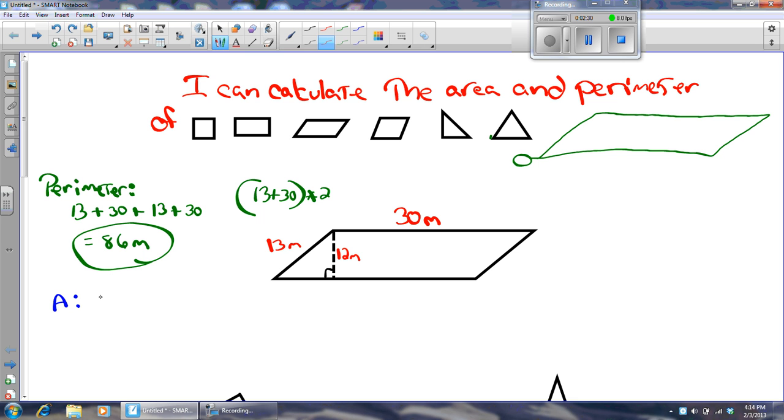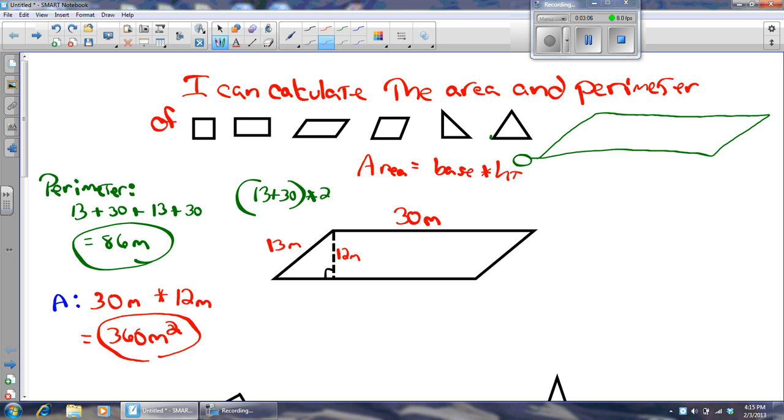So for area, remember I always like to use the formula. Area equals the base times the height. Okay, so in this case, I'm going to call my base 30 meters. And then my height is going to be 12 meters. Notice I'm not using the 13 in this problem because there's no right angle involved. All right, and 3 times 12 is 36, so 30 times 12 is 360. Meters times meters is meters squared. There you go, 360 meters squared.